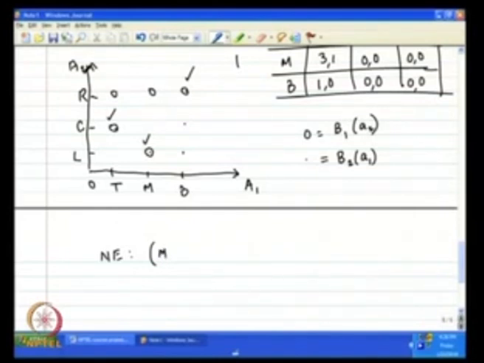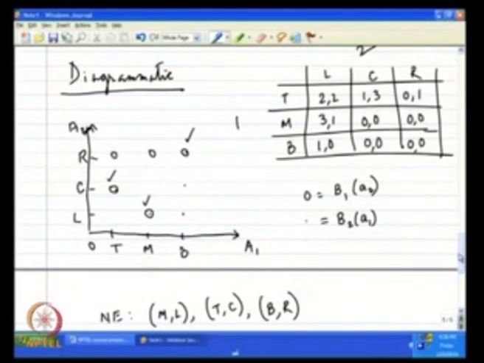one is ML, then we have TC, and we have BR. This can be checked from the matrices.